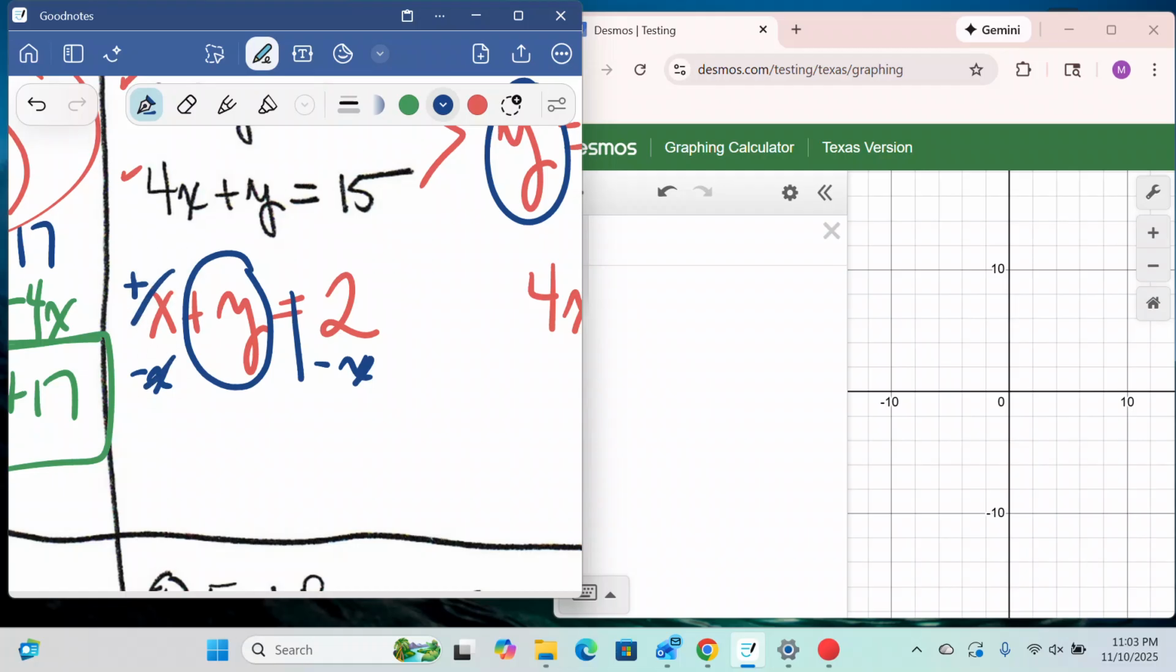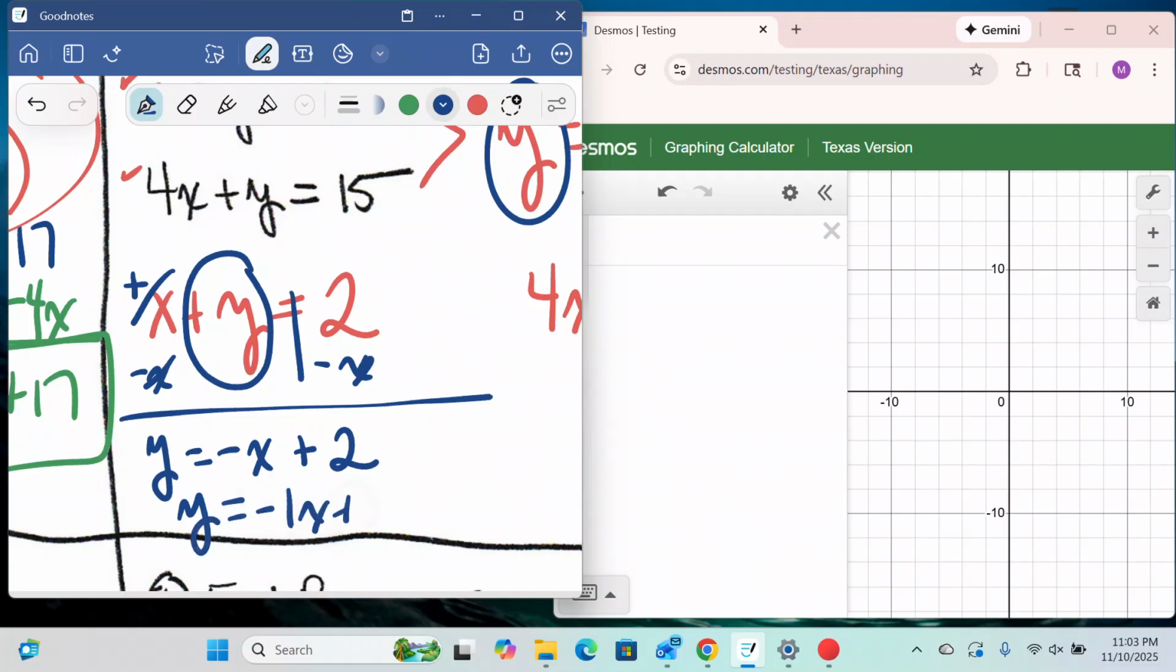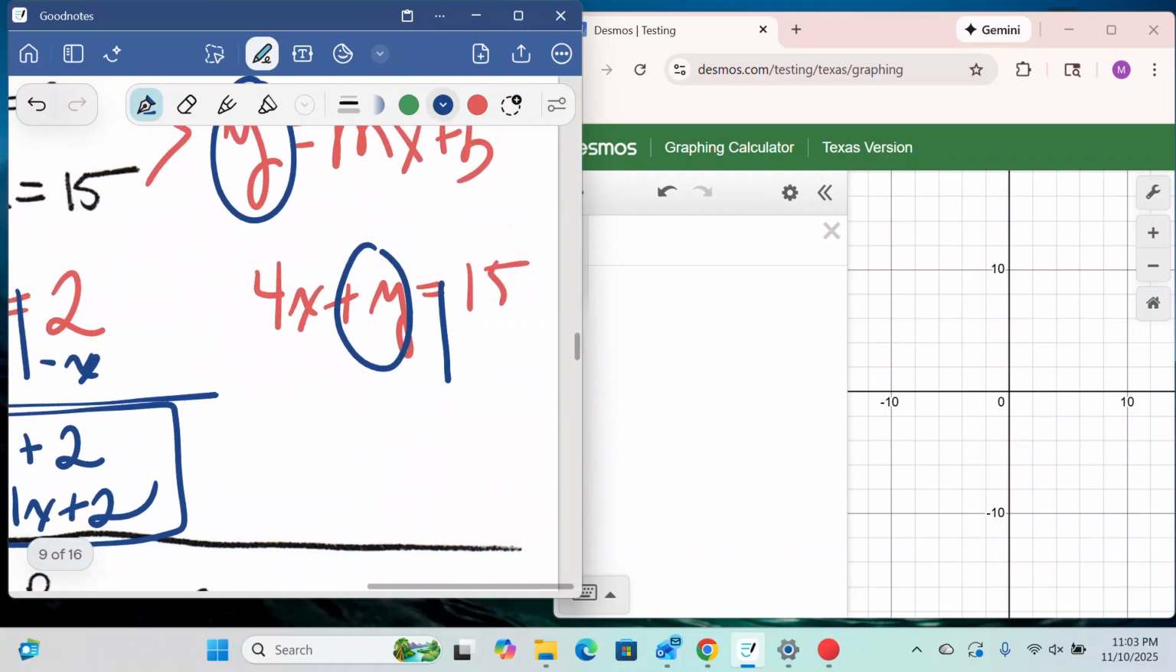So this cancels out. I draw my line. Y equals negative x plus 2. Or I can rewrite it and say this is y equals negative 1x plus 2. Both of these are correct. It doesn't matter which way you write it. It's exactly the same thing.